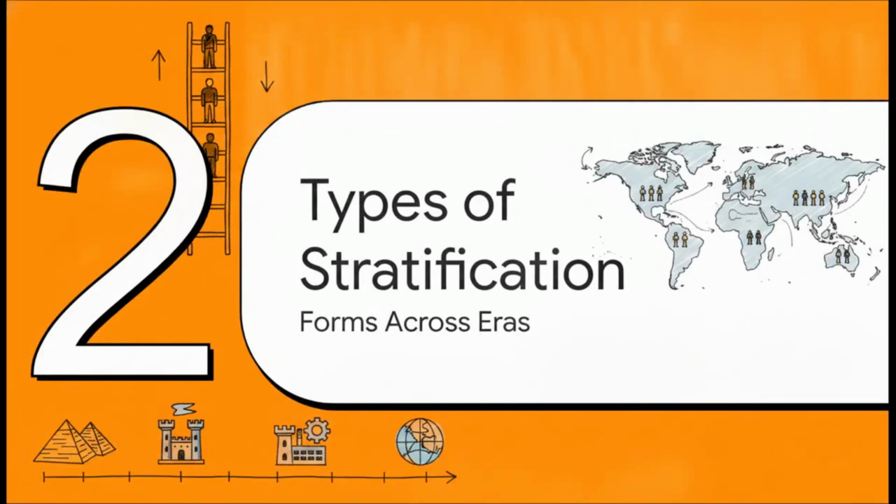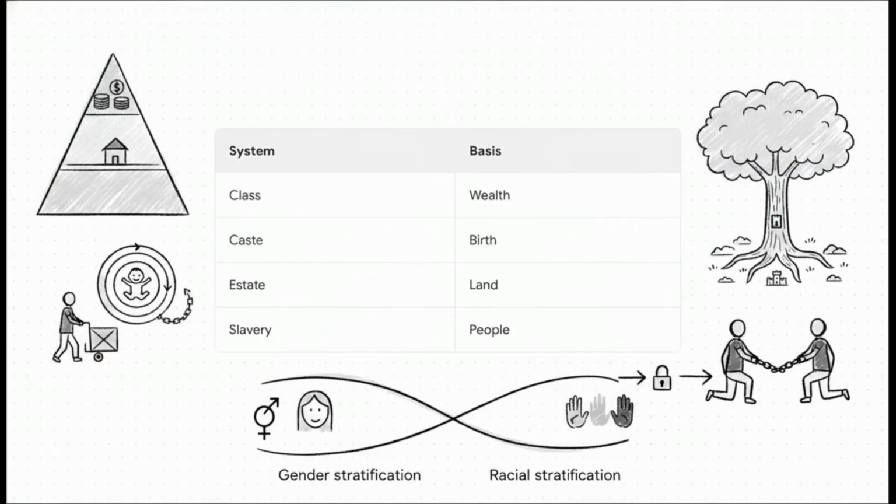Section 2, types of stratification. How does this invisible ladder actually look when we examine different eras and geographies? When we put these real-world categories side by side, the picture gets really clear. First, we have class stratification. This one is entirely wealth-based, and it's what we see most commonly in modern capitalist economies. Then there's the caste system. This is strictly birth-based. You are born into your caste, and that's that. If we look back in history, we see the estate system, which was entirely based on land ownership. And then the absolute lowest, most brutal rung imaginable, slavery, which is the literal ownership of human beings.